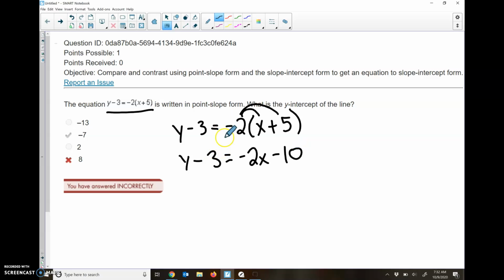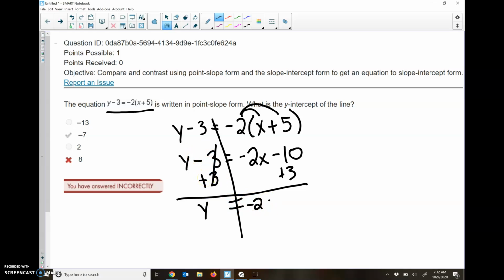The second step is to get rid of the number next to the y. In this case, it is minus 3. We always do the opposite, so I'm going to add 3 to both sides. If it said y plus 3, I would subtract 3. But since this one says y minus 3, I add 3 to both sides. So I get -2x, and -10 plus 3 is -7. The y-intercept of this line is -7.